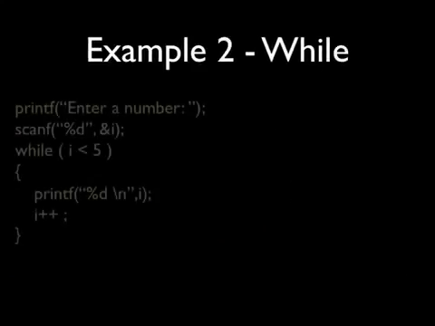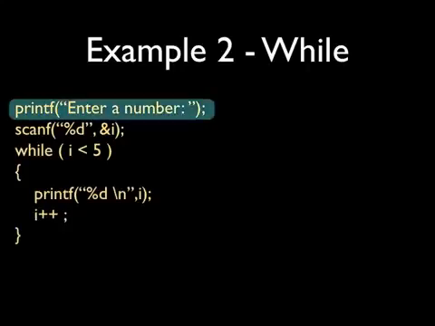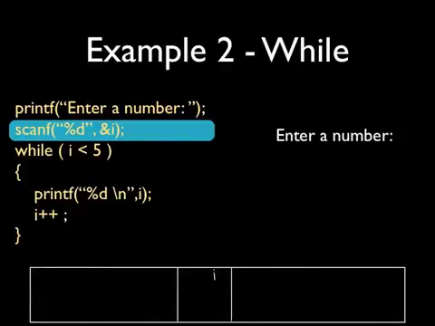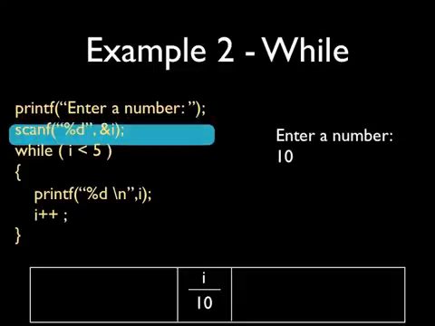So we're going through another example now. So exact same code, but we're going to enter in a value. We're going to try a different number this time. We're going to try the value of 10. So we set up our I in memory. We type in 10, which gets stored into I.